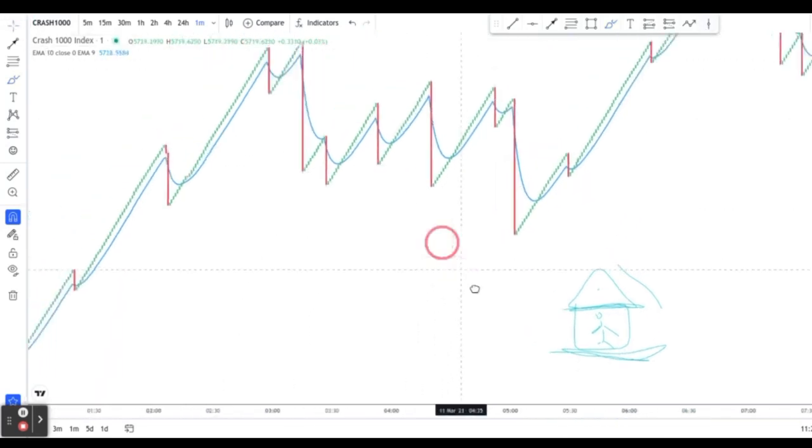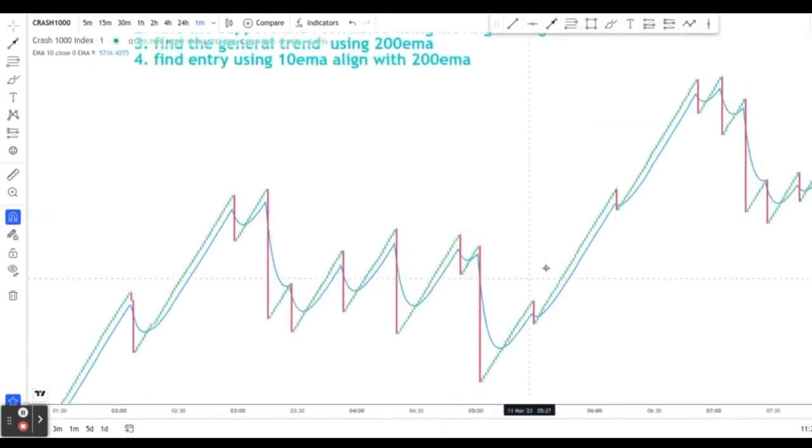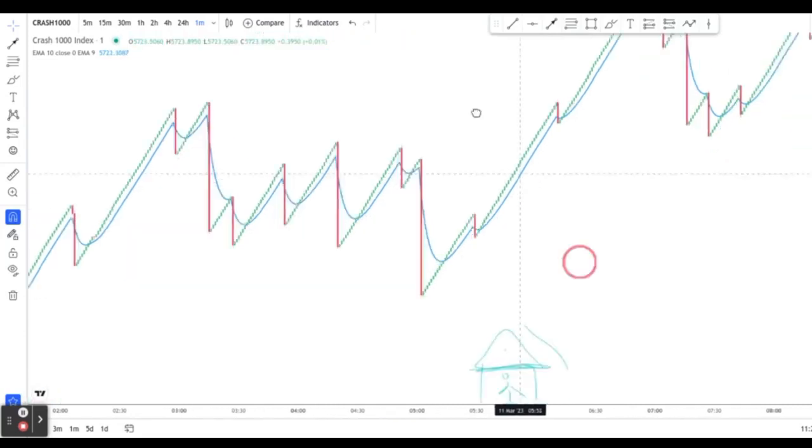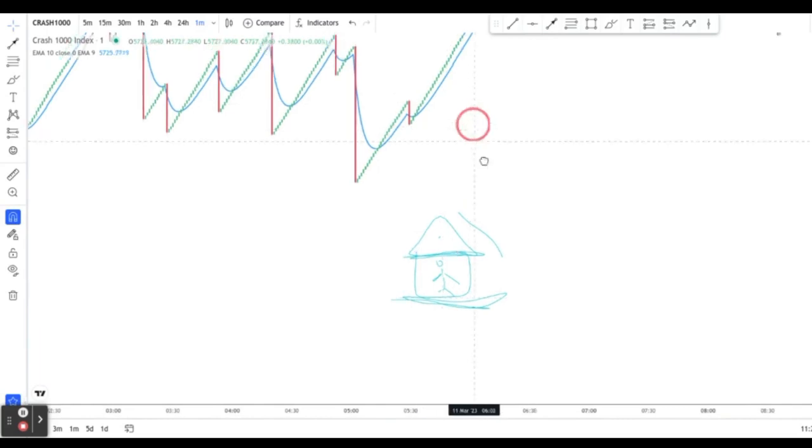So when the price sits on this 10 moving average, you can see that the candle is above the 10 moving average. It works as a support, just like you standing on the floor. The floor is the support.